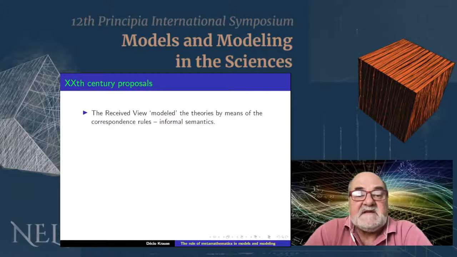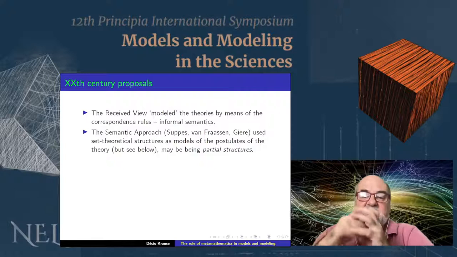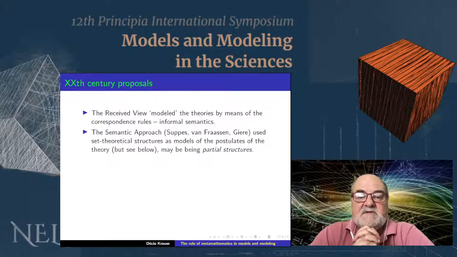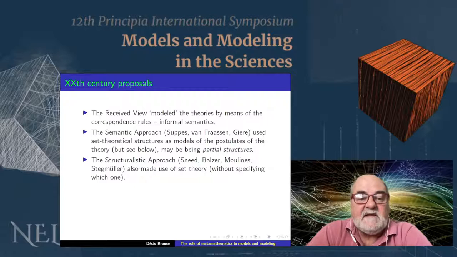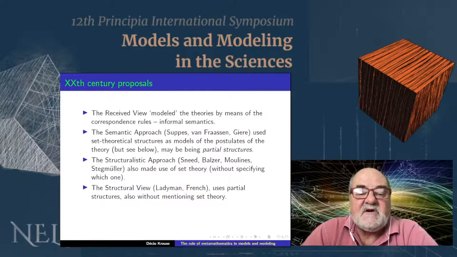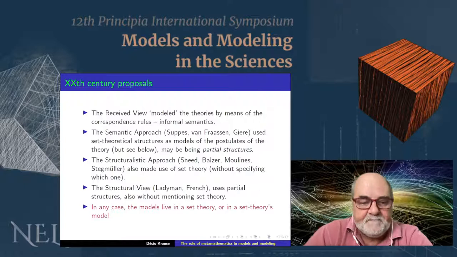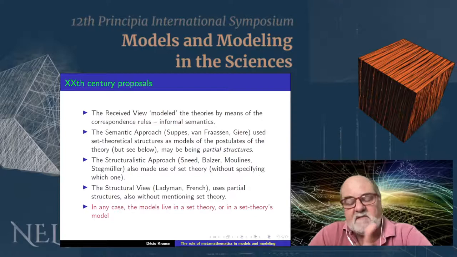Okay, the received view, you know very well, modeled theories by means of correspondence rules, providing, so to say, an informal semantics. The semantic approach advanced by Suppes, Van Fraassen, Giere, and so on, used instead set theoretical structures as models of the postulates of the theory. But, as you see below, maybe they also use partial structures in contemporary approaches. By the way, the structuralist approach by Sneed, Balzer, Moulines, and so on also made use of a certain set theory, but they don't specify which one. So as the structural view by Ladyman, French, and several other people, which uses also partial structures, but none of them mention the framework they are working in. In any case, the models live in a set theory or in a set theory's model or in a model of a set theory. Those are some facts.